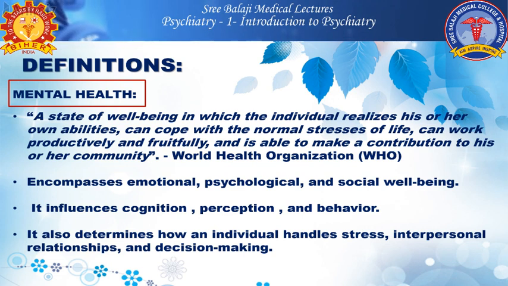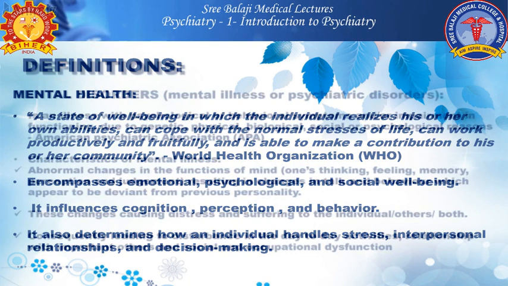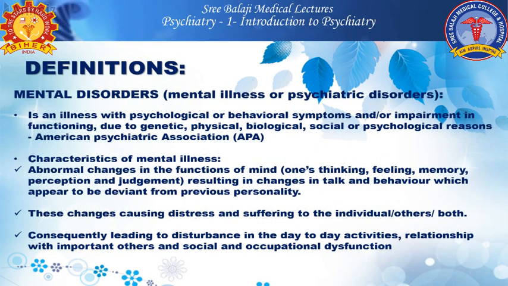So, what is perception? Perception is making sense of sensations, sensations like sight, smell, taste, hearing, and touch. From a simple touch, we can make out if it is a good touch or a bad touch, an affectionate touch or a touch which is hostile. All of this is processed in the brain. And cognition refers to reception, processing, and storage of the information. Mental health also determines how an individual handles stress, interpersonal relationships, and decision making. The characteristics of a mentally healthy person will be discussed later.